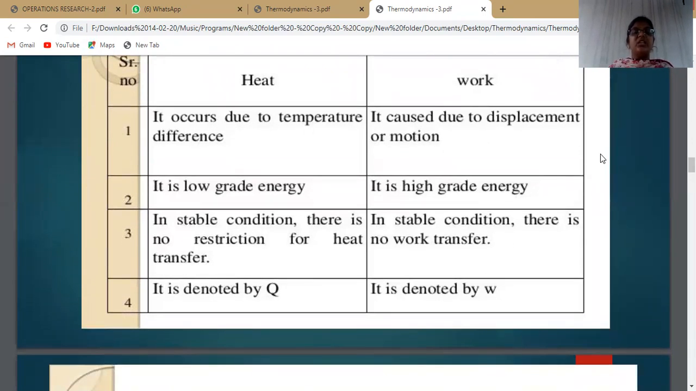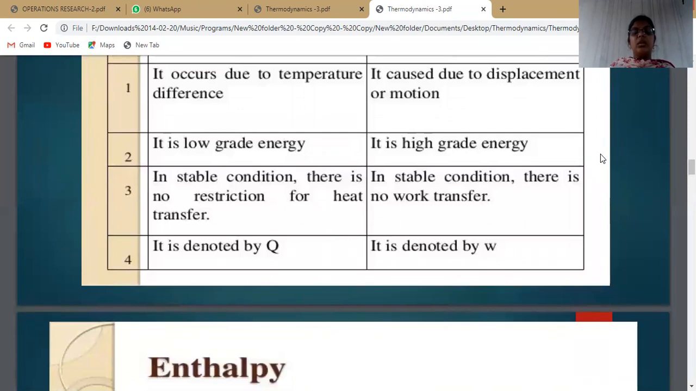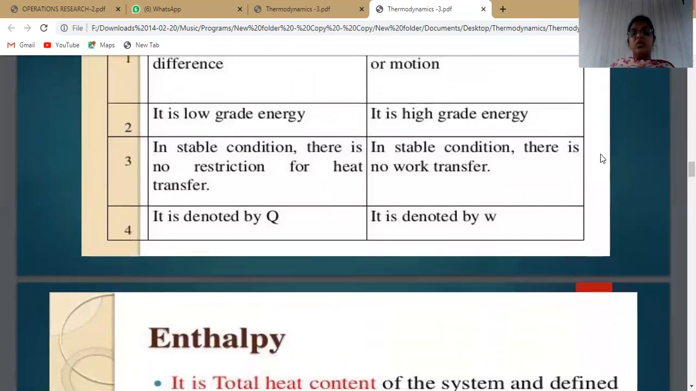In stable condition, there is no restriction for heat transfer, but in stable condition there is no work transfer. For example, an iron rod in stable condition can still transfer heat from one body to another. But there is no work. If one rod is fixed, can you do work by the fixed rod? No. So in stable condition there is no work transfer. Heat is denoted by Q, and work is denoted by W.